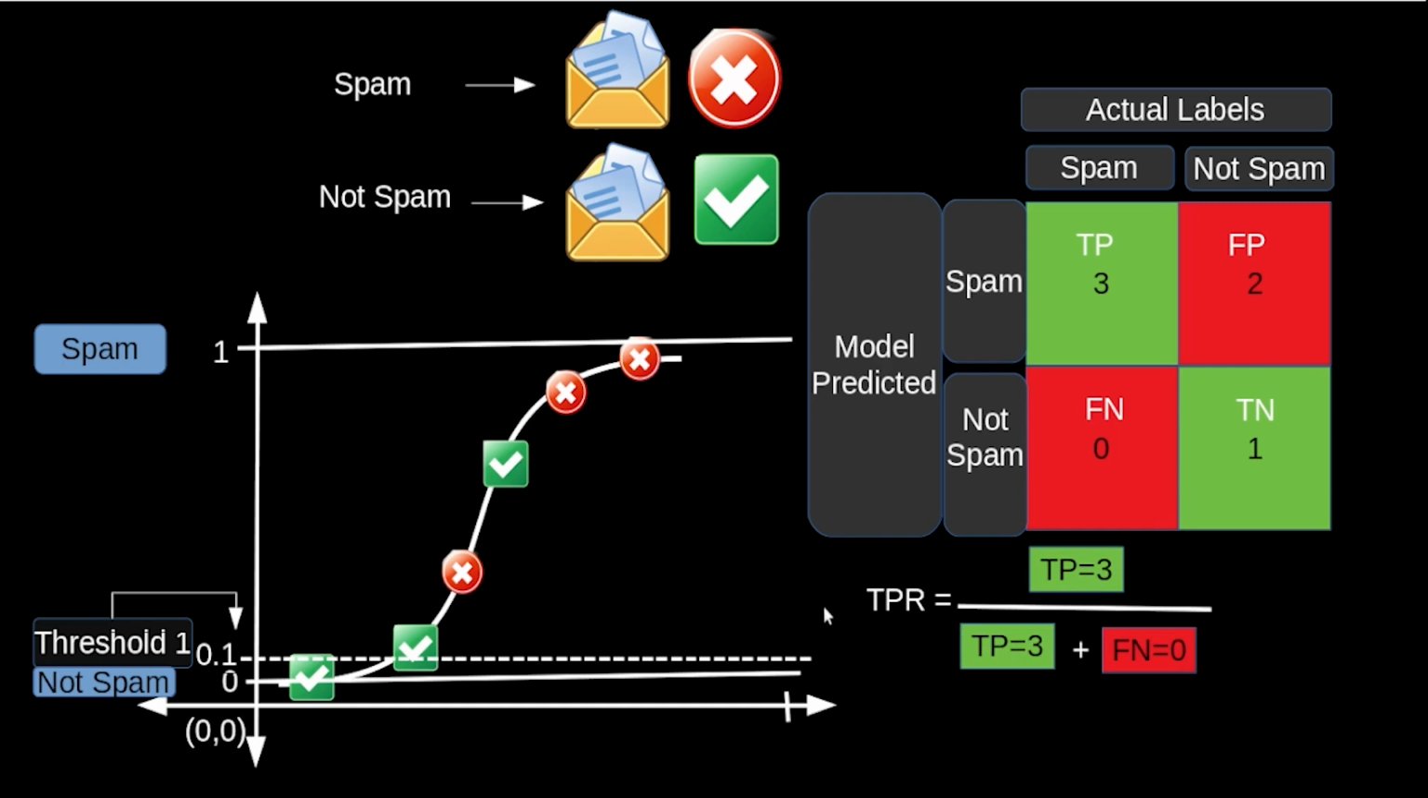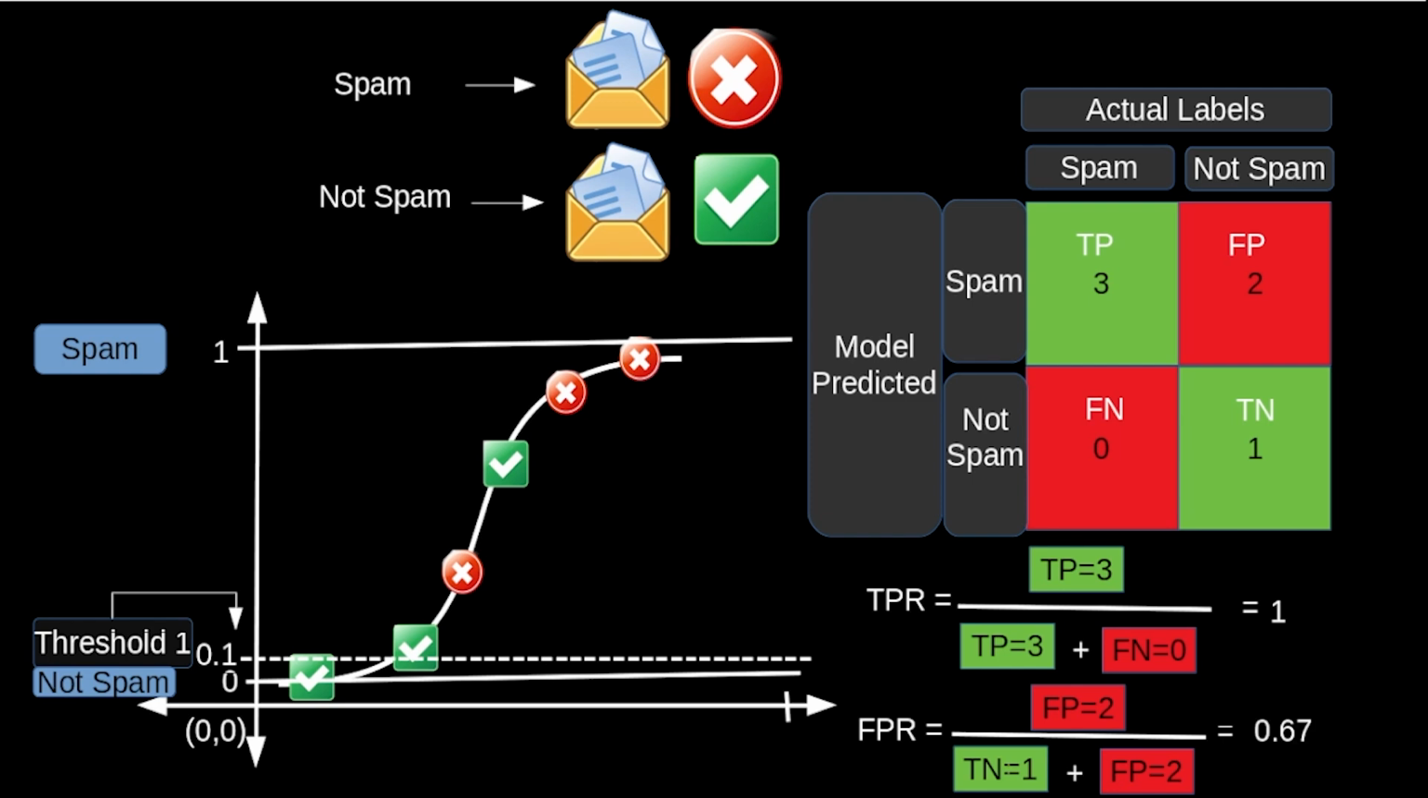Now let's calculate the true positive rate. The formula for true positive rate is true positive divided by true positive plus false negative. Here, 3 divided by 3 plus 0 equals 1. And the formula for false positive rate is false positive divided by true negative plus false positive. That is 2 divided by 1 plus 2, which equals 2 divided by 3, that is 0.67. So here we have the true positive rate and false positive rate at threshold 0.1.